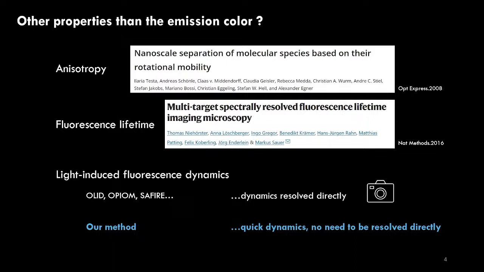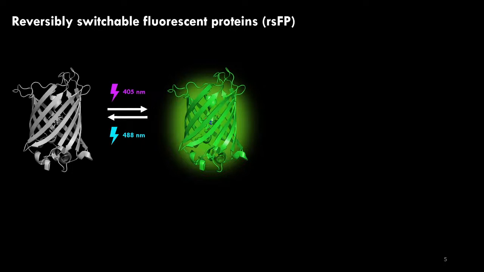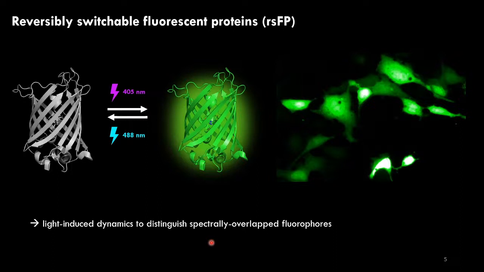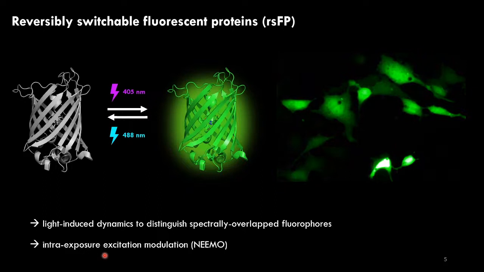So one way to provide these very fast dynamics is to use photochromic probes, which display light-induced on and off switching of the fluorescence. This includes reversibly switchable fluorescent proteins that can be turned on by the violet light, and then they can be turned off by the cyan light. As an example, I show you HeLa cells expressing one of these RSFPs. And in our method, we use light-induced dynamics to distinguish green fluorescent proteins. We use intra-exposure excitation modulation, which gives it the name NEMO.